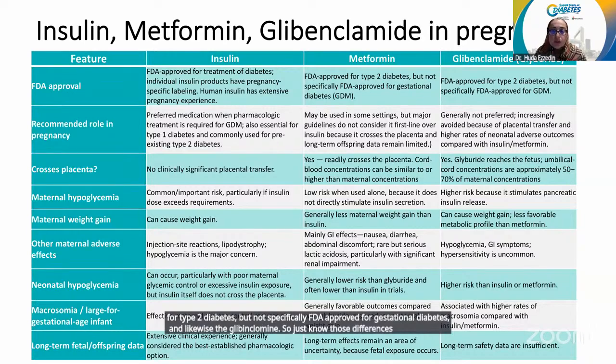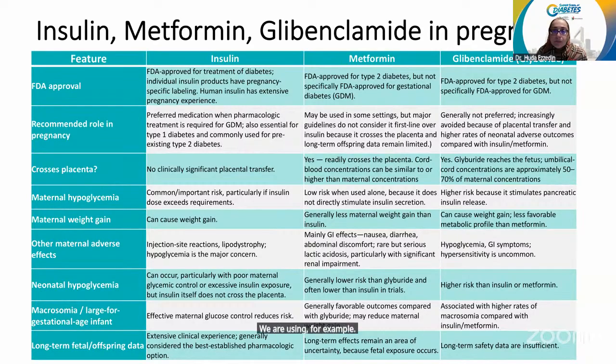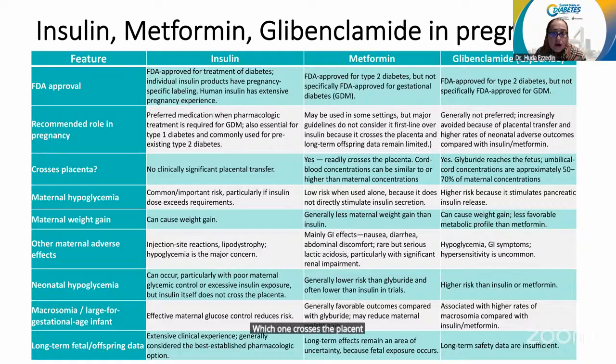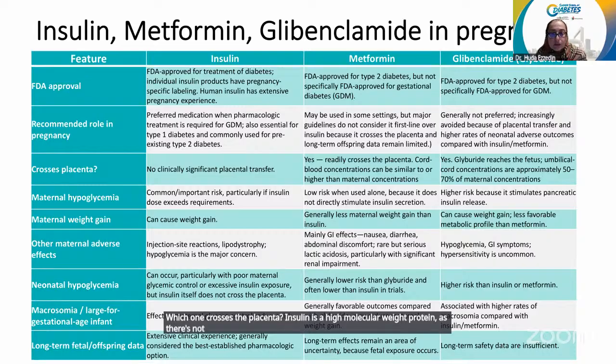We are using, for example, metformin off-label in patients with gestational diabetes, not because it is FDA approved, even though the risk of harm is very, very low. Which one crosses the placenta? Insulin is a high molecular weight protein and has no clinically significant placental transfer, whereas metformin and glibenclamide do cross the placenta.